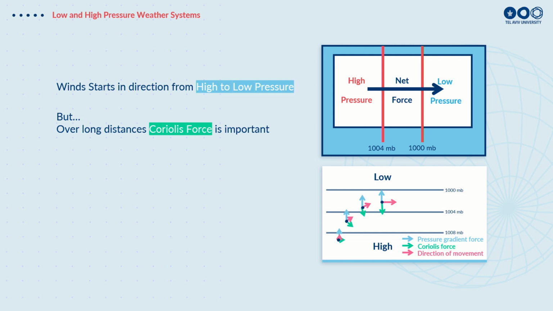But as soon as the air starts to move from high to low, it starts to feel the rotation of the Earth. In the northern hemisphere, as in this example, the Coriolis force, shown here in green, will push the air to the right-hand side of the direction of motion. And so the final direction of motion of the air is going to be the red arrow. And if we wait long enough, we'll see that the wind is going to turn. Instead of being directly from high to low pressure, it's going to be parallel to the isobars, flowing between the isobars.